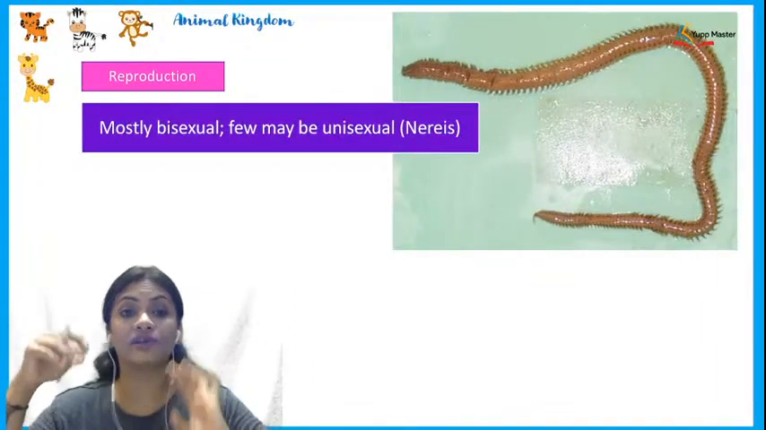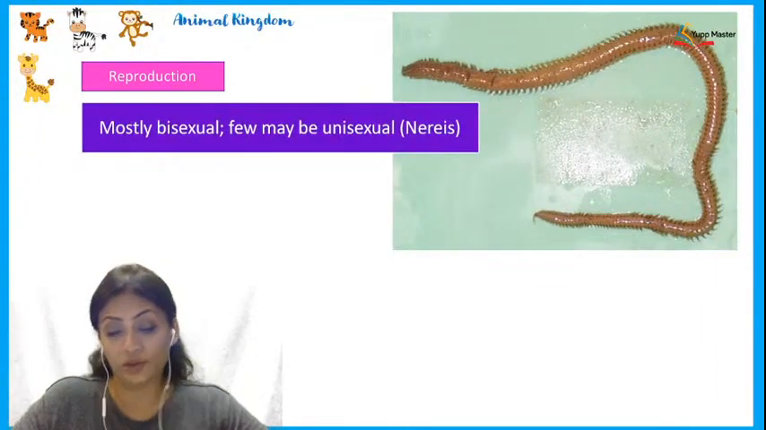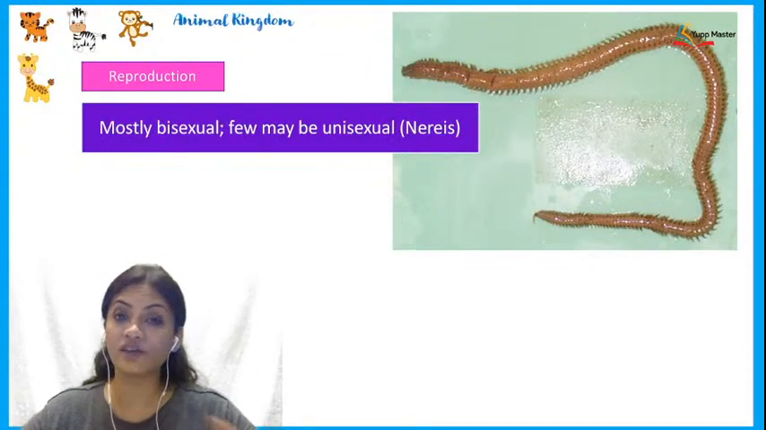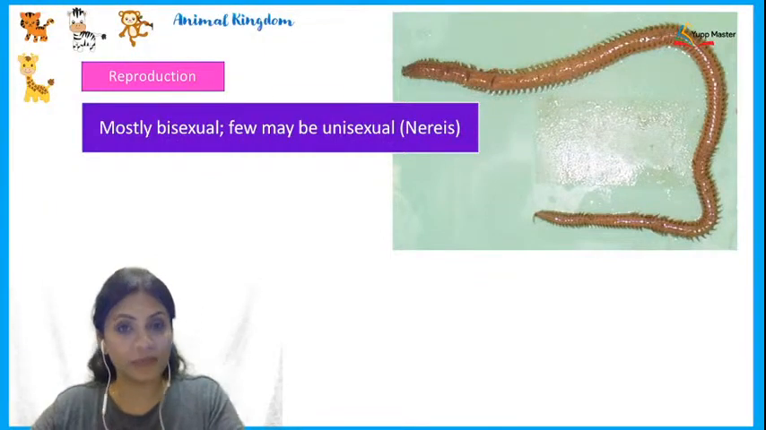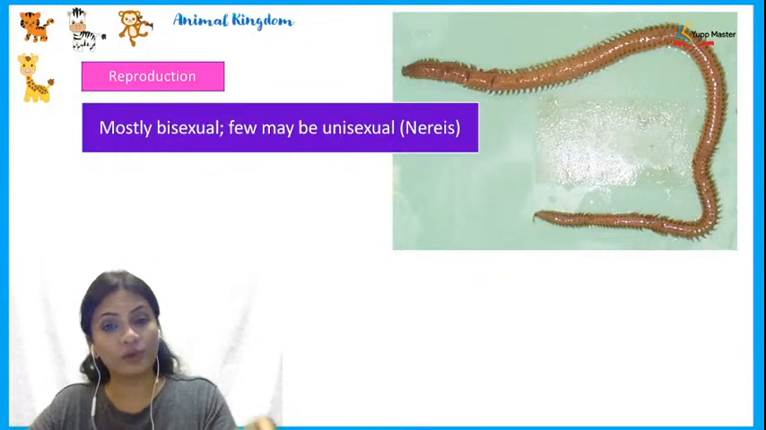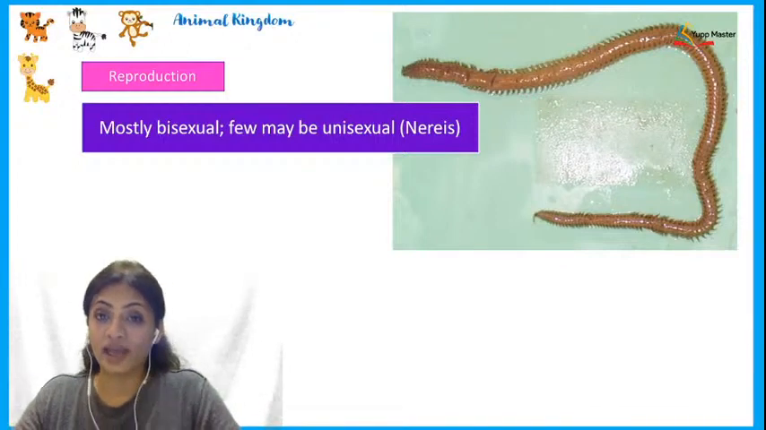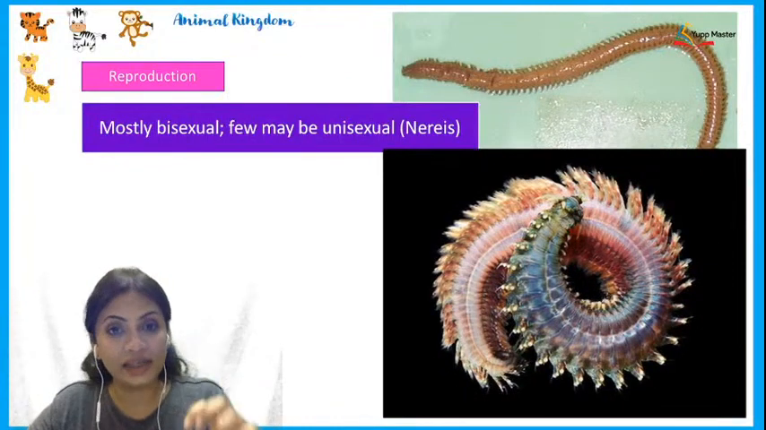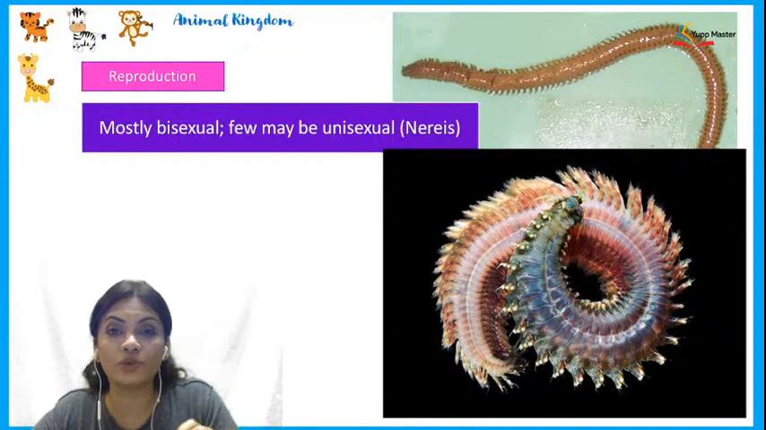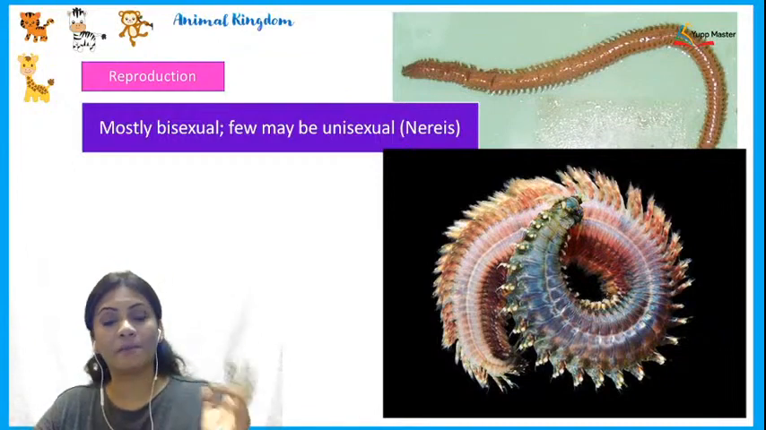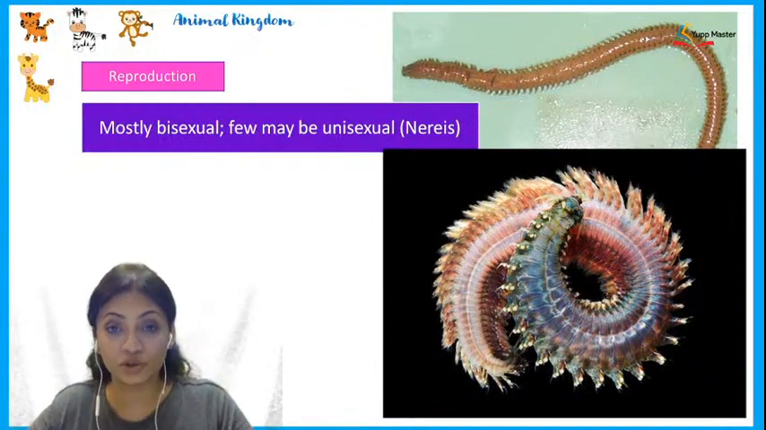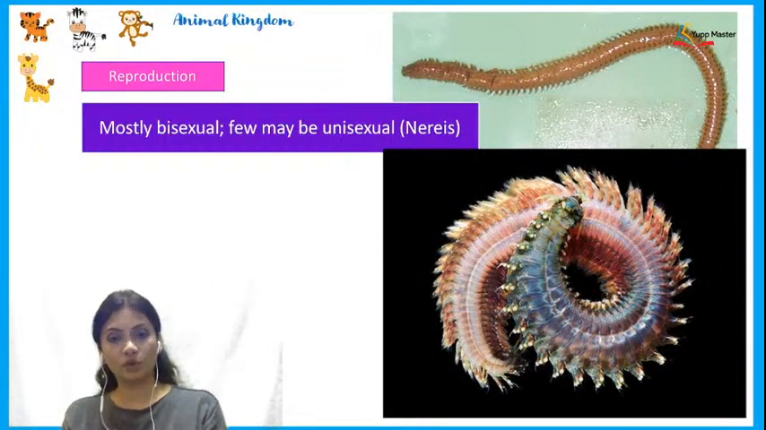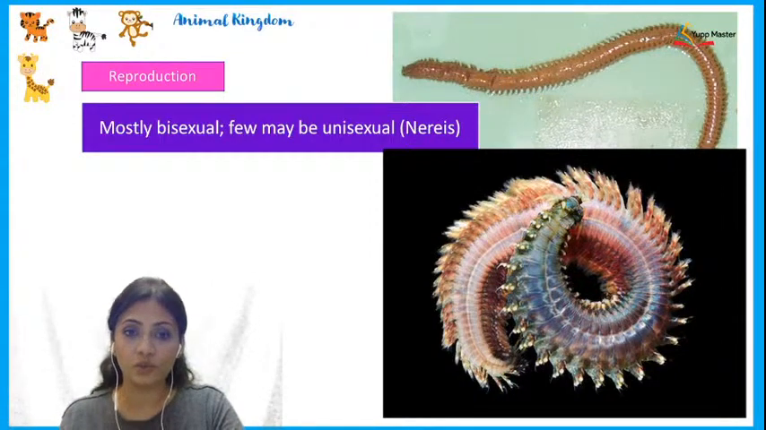Next, talking about their reproduction. Now, all the animals, or rather most of the animals in phylum Annelida are bisexual. What's the meaning of bisexual? Which means that both the male parts and the female genitalia would be present in the same organism. Okay, there is one exception in phylum Annelida, that is the exception of Nereis. Nereis is a worm where these worms are found to be unisexual, which means that the male worm and the female worm are seen to be separate. Alright. So mostly even the earthworm are bisexual, where both the male and female genitalia are found in one organism.